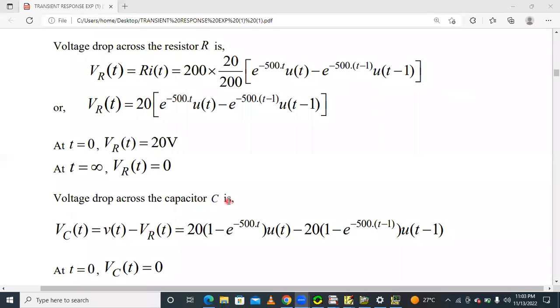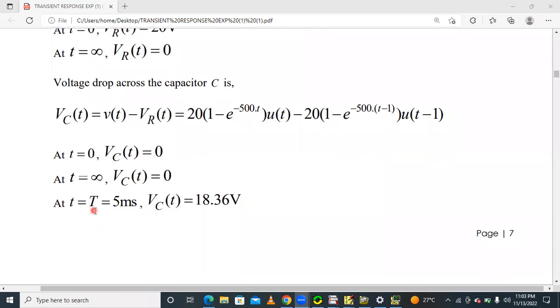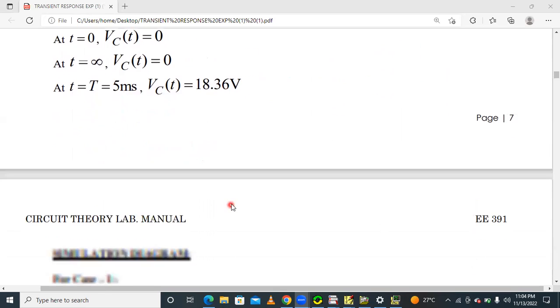Then finally the voltage across the capacitor is VC of t is equal to V of t minus VR of t. Substituting all these values of V of t and VR of t, we will get this type of expression. In this, at t is equal to 0, VC of t is equal to 0. By substituting t is equal to 0 in this expression, we will get VC of t is equal to 0. At t is equal to infinity, it is also VC of t is equal to 0. Okay. And then at t is equal to 5 milliseconds, VC of t is equal to 18.36. So for 5 milliseconds, the voltage across the capacitor is 18.36 volts.